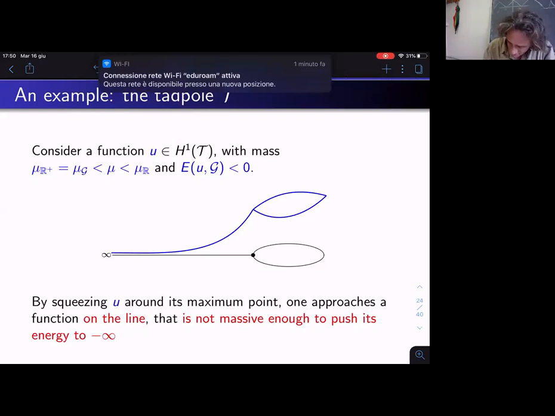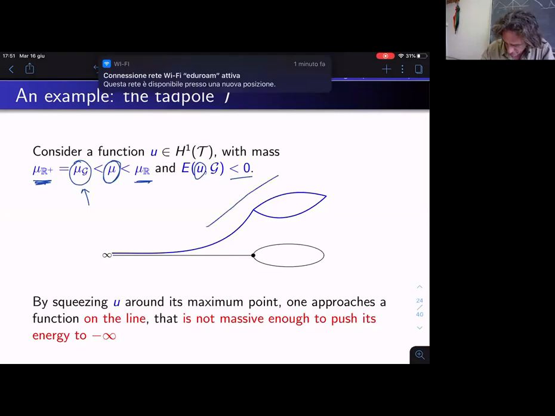Why? The simplest example here: consider the tadpole. For the tadpole we can prove that we have a critical mass, which is exactly the critical mass of the half line. So it is smaller, it is half of the critical mass of the line. And we choose mu which is larger than the critical mass of the half line. So we can have a function with negative energy. For instance, we can put it here. It is quite convenient to do that. This is it. Now try to stretch it.